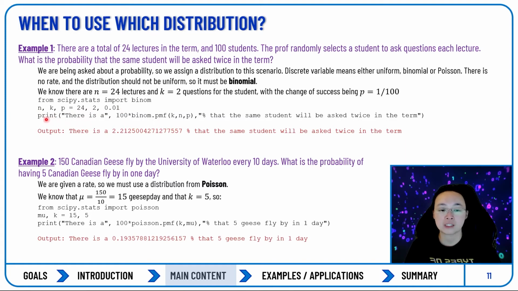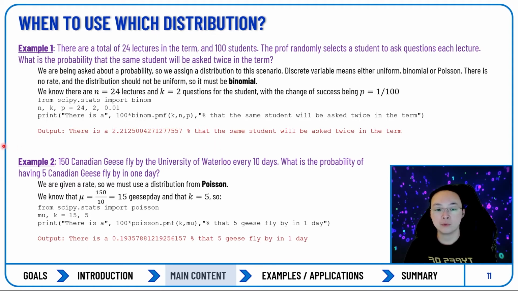And we're going to print binomial.pmf of k, n, and p in that specific order, because that's the definition of their parameters. And then you multiply by 100 to get the percent. So after that, you get there is a 2.2% chance that the same student will be asked twice in the term. So that is the proper answer, better than you doing all the math yourself.